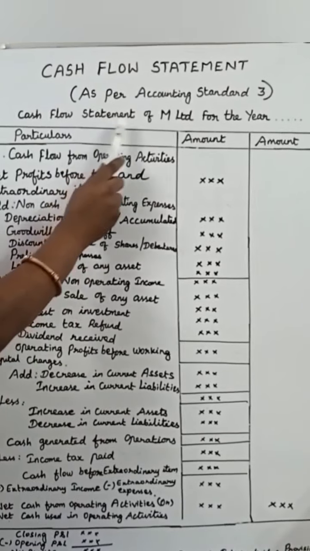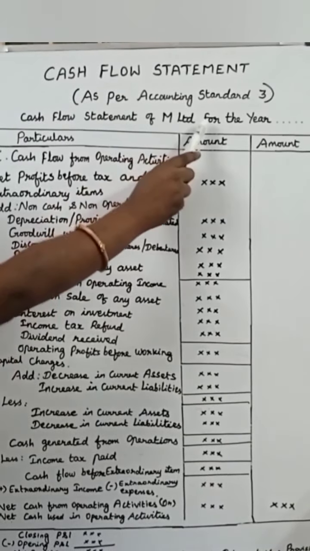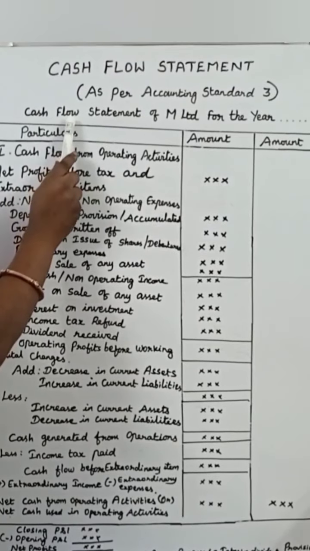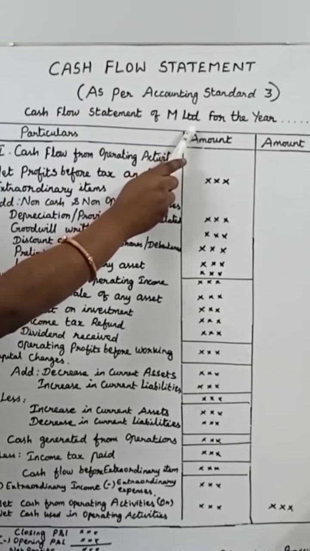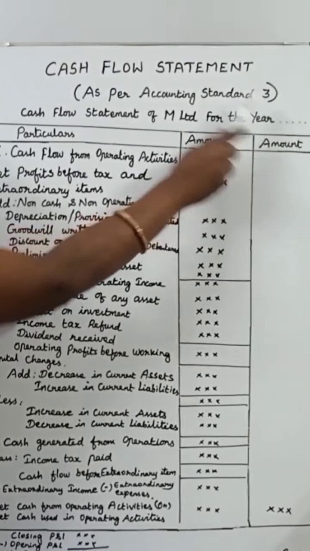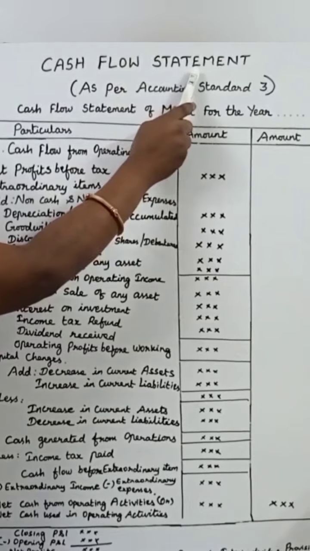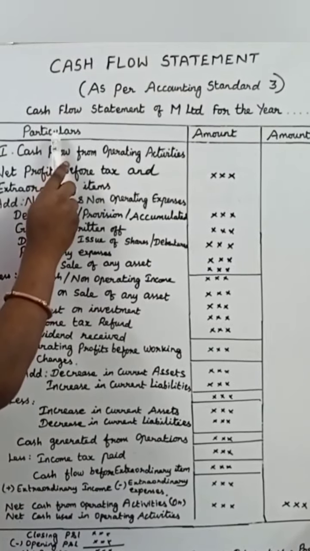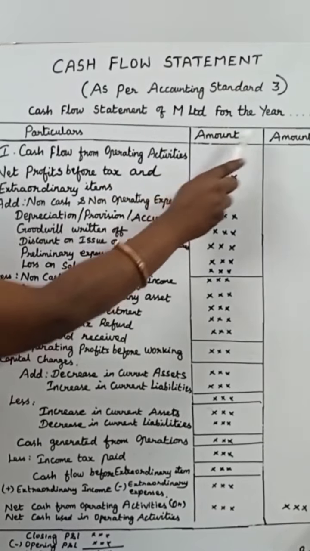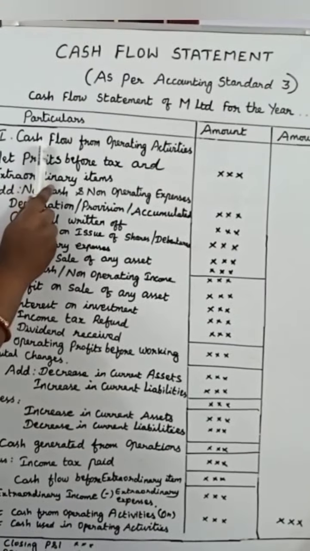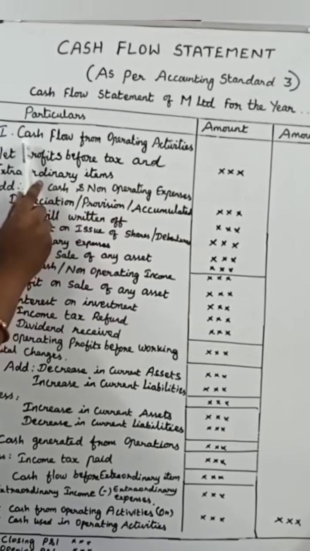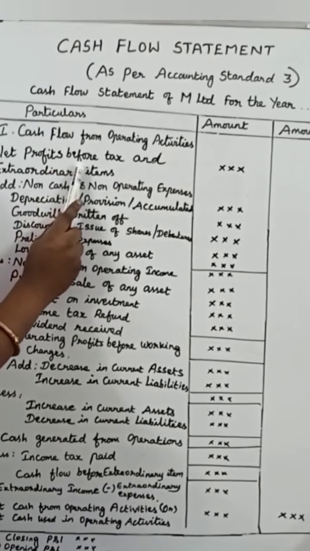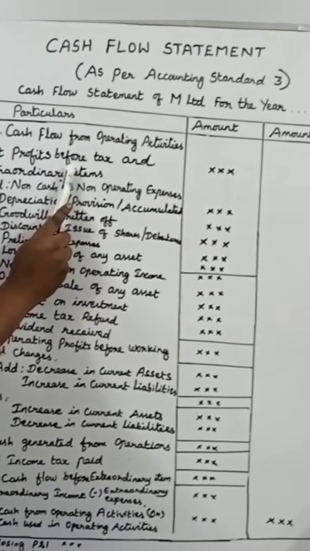A cash flow statement reports the cash flows of an organization during a particular period. So first write the heading, cash flow statement, the name of the organization and the period for which the statement is prepared. This is the format of the cash flow statement, which comprises a particulars and an amount column. The first heading within the cash flow statement is cash flow from operating activities. We use the net profit which we get from the trading and profit and loss account.